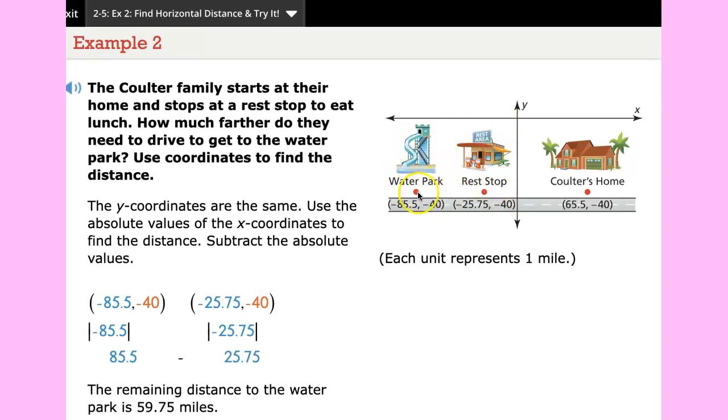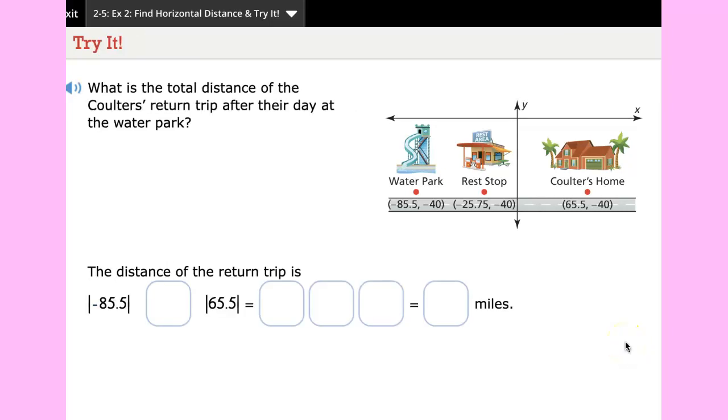But if you notice, water park to here plus there is the distance from Coulter's house to the water park. But you're just finding the distance from the rest stop to the water park. So you just have to subtract the distance to eliminate the other one. So if your answer is 59.75, you got it right. With that, let's try another one.